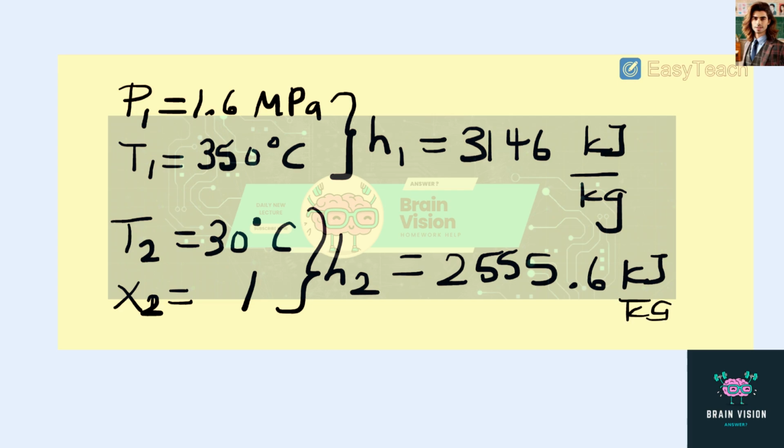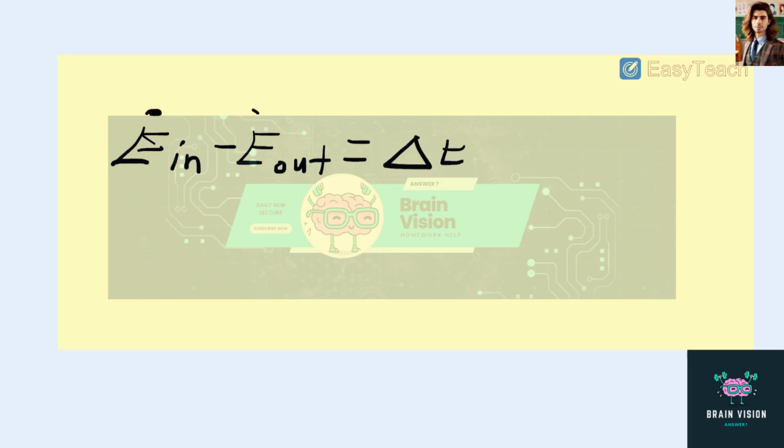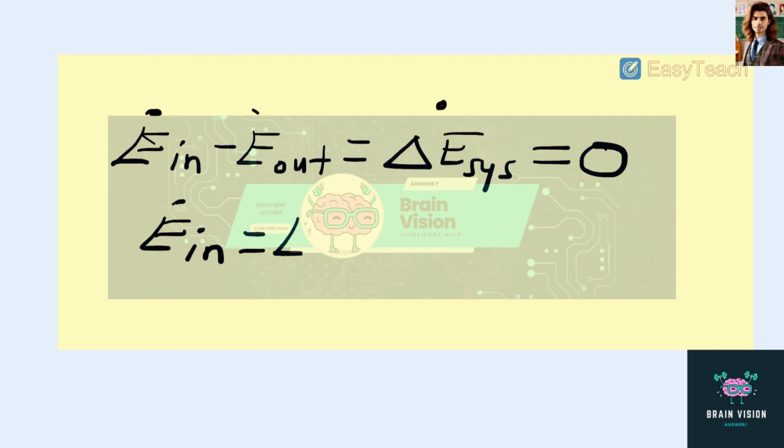Now what we can do is define our system. We're going to define the turbine as our system, and that's also the CV. So we can actually go ahead and write our energy relation. We can say that the rate of energy coming in minus the rate of energy exiting is equal to the change in rate of energy of the system. However, we know that this process is steady state, so the change in energy of the system rate is going to be 0. Therefore, energy rate coming in is equal to the energy rate exiting.